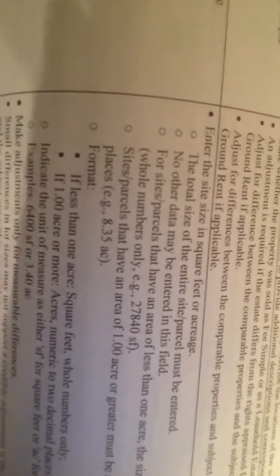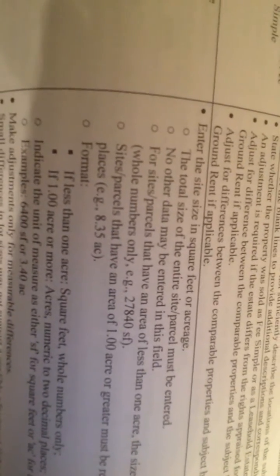If the UAD specifications do not sufficiently describe the locations of the subject and comparable sales, use one of the blank lines to provide additional descriptions and corresponding adjustments.